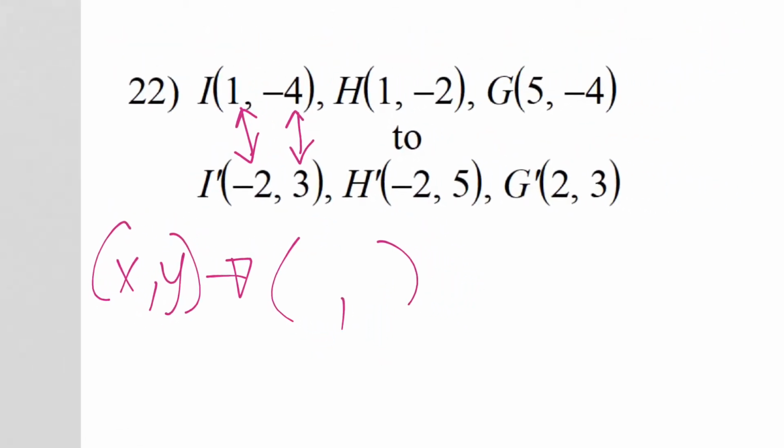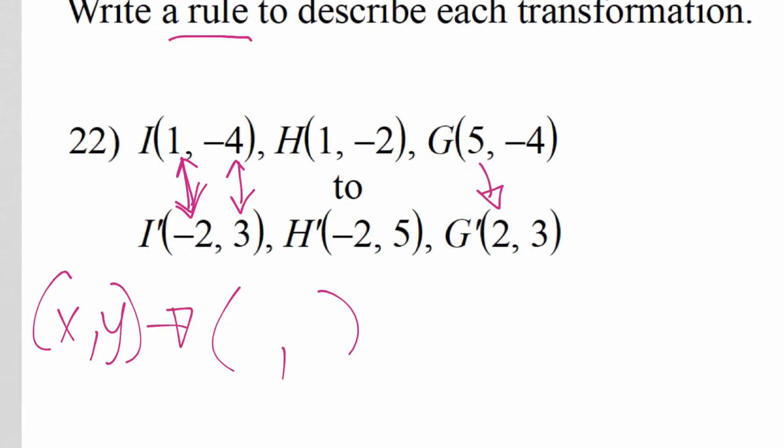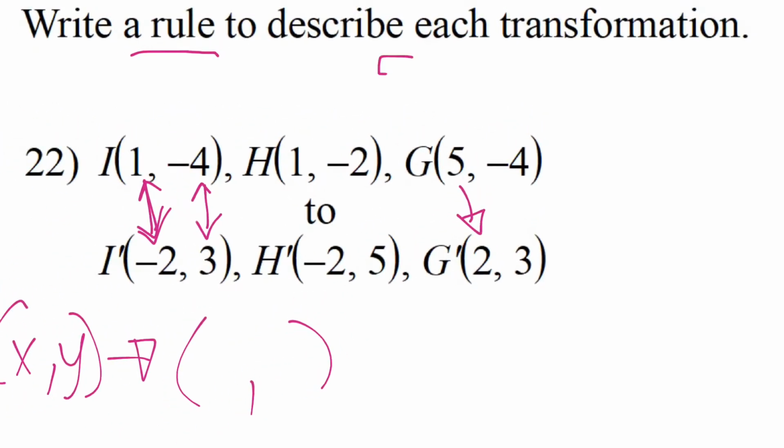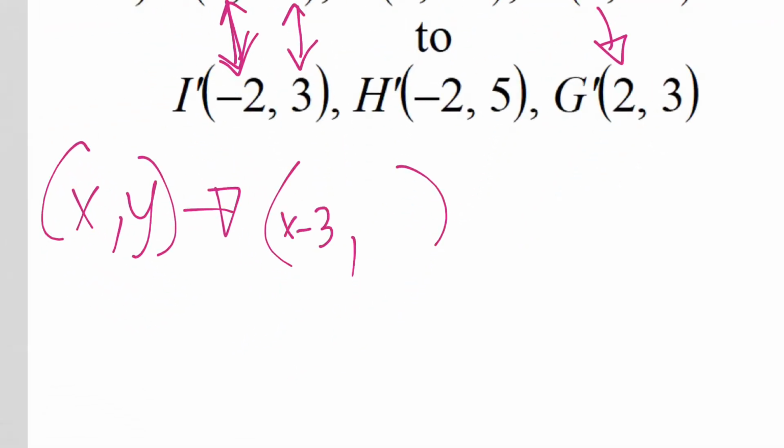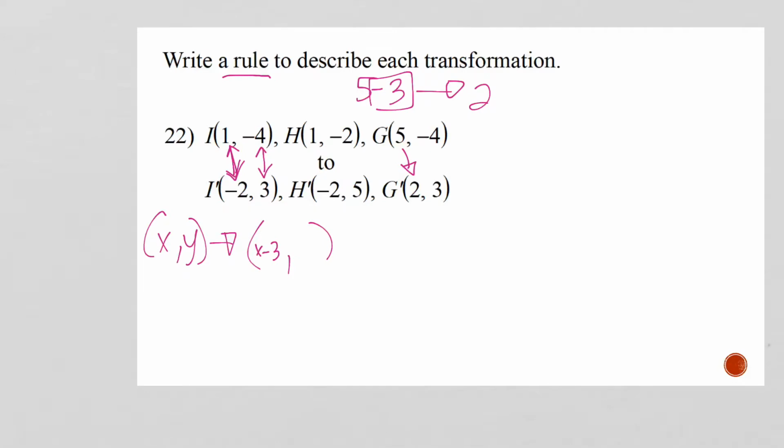To go from 1 to -2, negatives are confusing, so I'm going to go with point G. Let's look at point G instead. G goes from 5 to 2. What did they do to 5 to get to 2? They subtracted 3. 5 minus 3 will give you the 2. So let's check if that's in fact what happened to the X, okay? So let's try all the X's now.